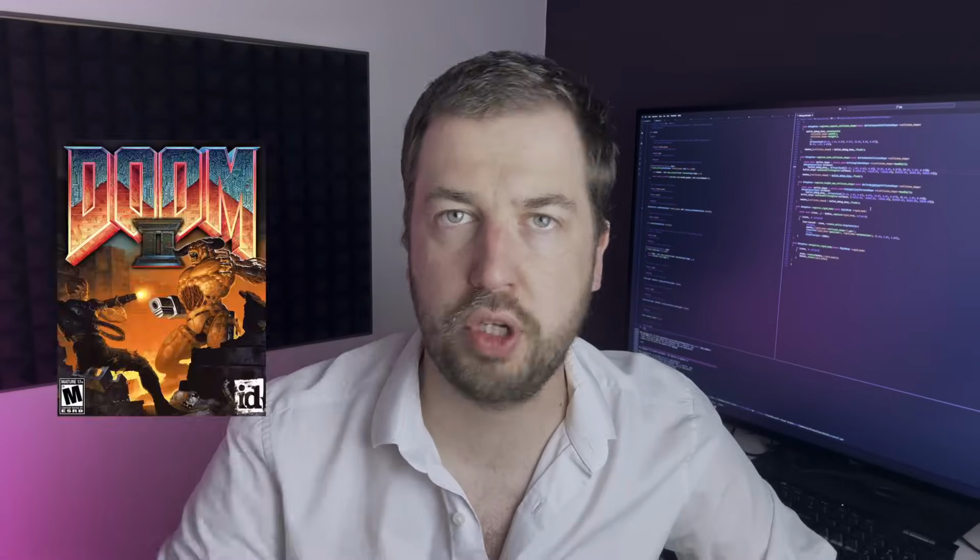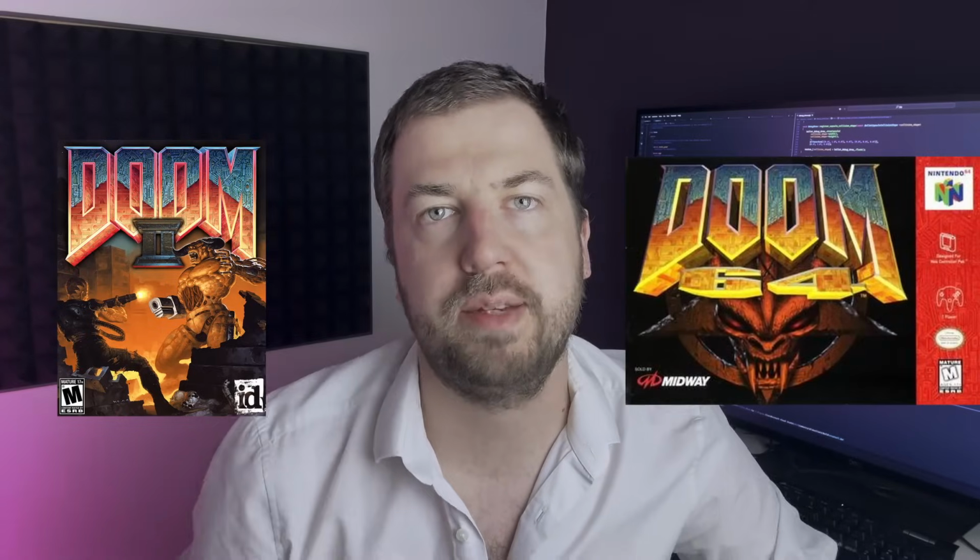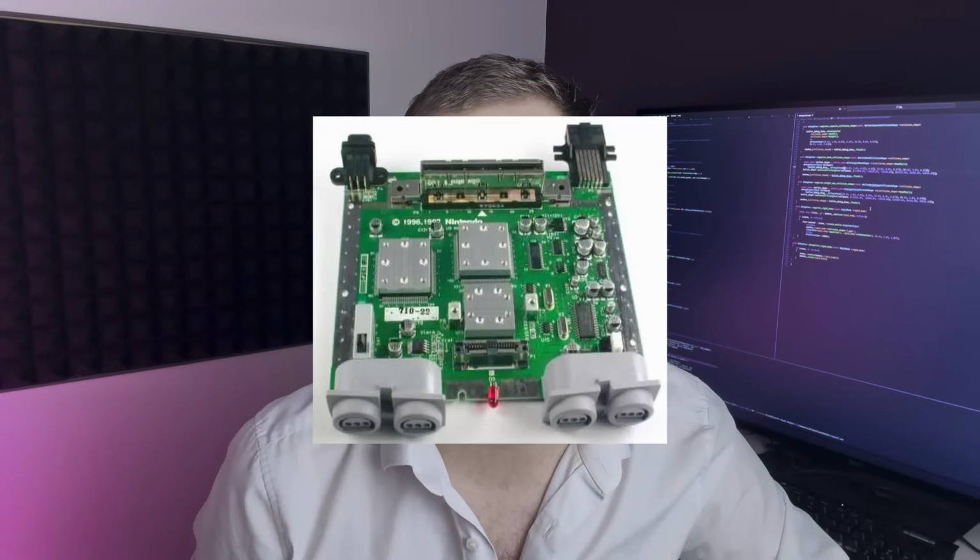I'm going to skip over Doom 2 through 64, because they're based on the same technology, and I don't know enough about the internal workings of the N64 to be able to comment on any specific changes. Now, skipping forward 11 years, we get to Doom 3, which sees a seismic change in rendering technique and outcome.